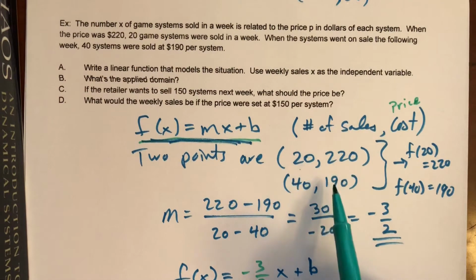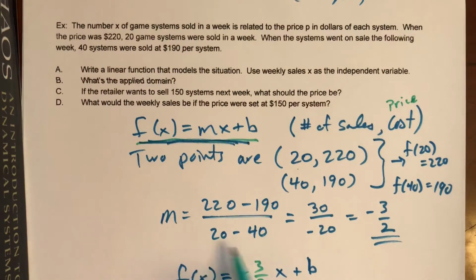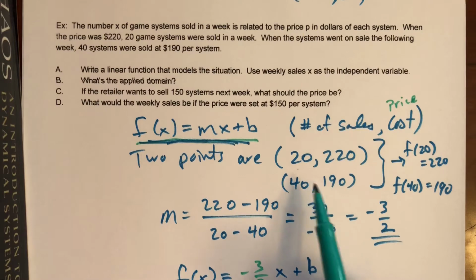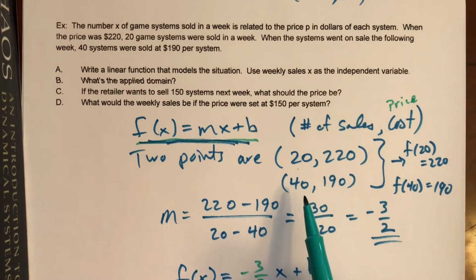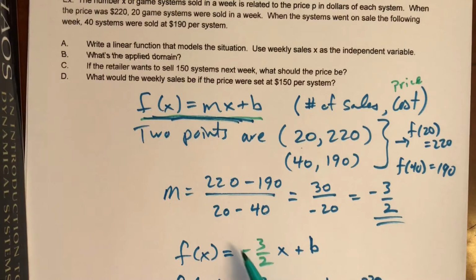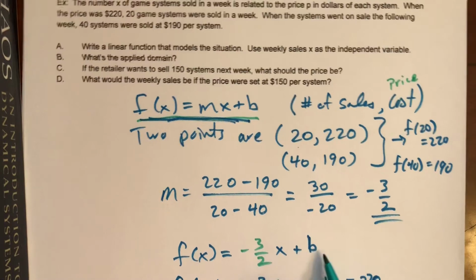So that's how we came up with these two ordered pairs. We use those to find the slope of our function, right? We had change in y was this number minus this number. Change in x was this number minus this number. So that simplifies to -3/2, and we put negative 3/2 right there. So we had to find that b value.